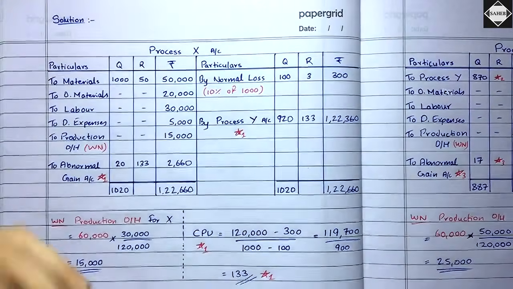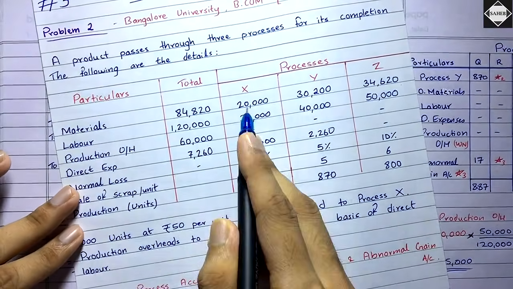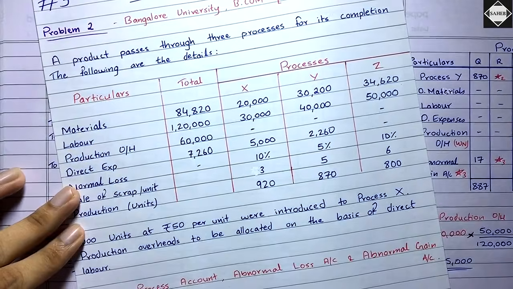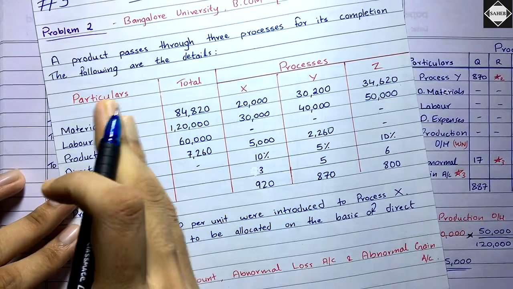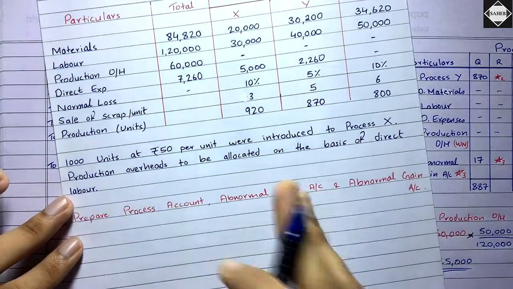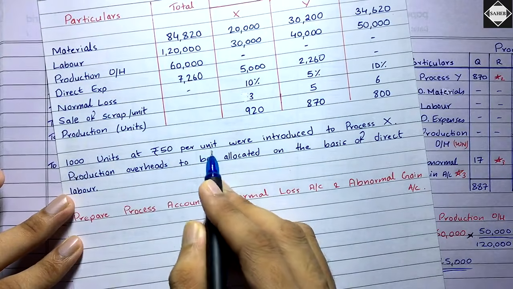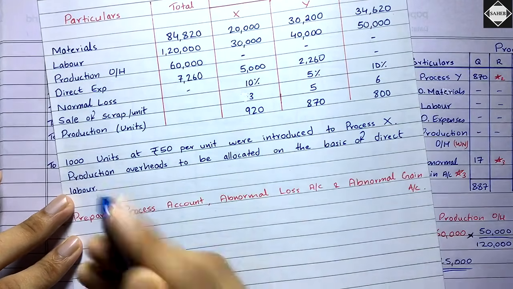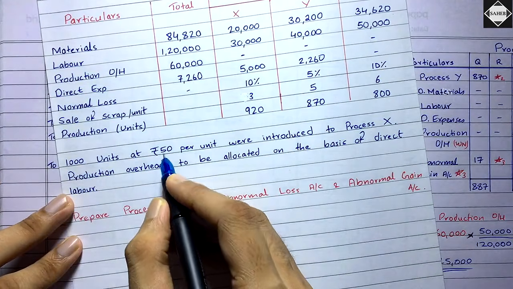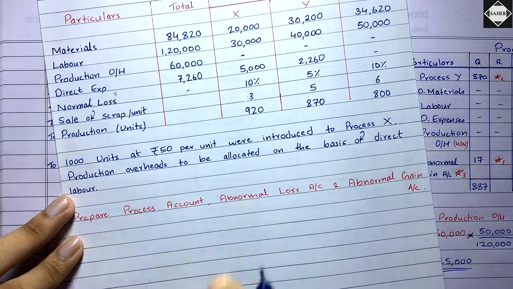Now see here in the question, in process X, what do we have? First in process X we have materials 20,000. Now I told you, these are not the main raw material. These are the other materials, but we have to take that in process X, right? The actual raw material is this one, the main one: 1000 units at rupees 50 per unit were introduced to process X. Why? Because the units are given over here, the exact rate is given over here, and they have said that these were introduced to process X. So these are the main raw material.